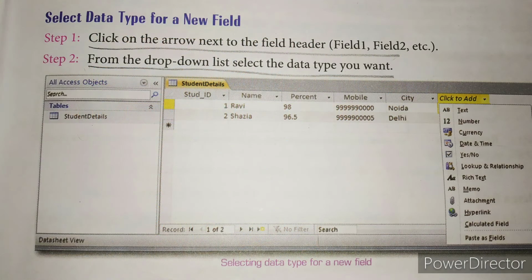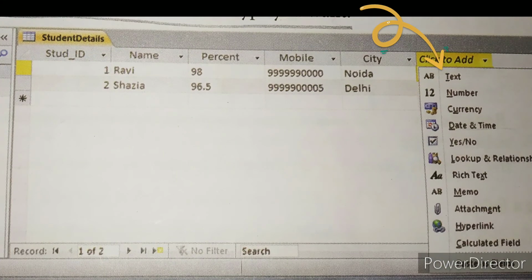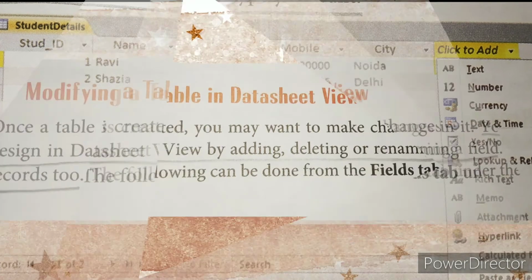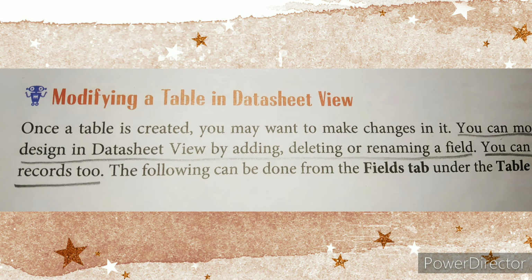Select data type for a new field. Step 1, click on the arrow next to the field header. Step 2, from the drop-down list, select the data type you want. Modifying a table in Datasheet view. You can modify the table design in Datasheet view by adding, deleting, or renaming a field. You can add or delete records too.